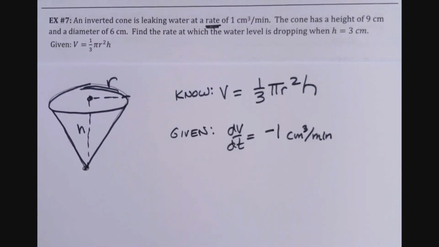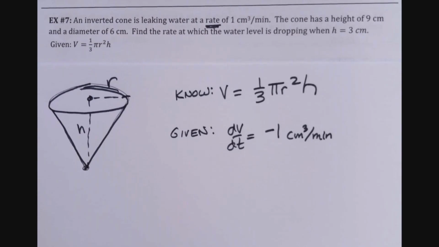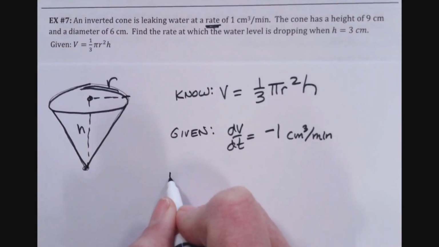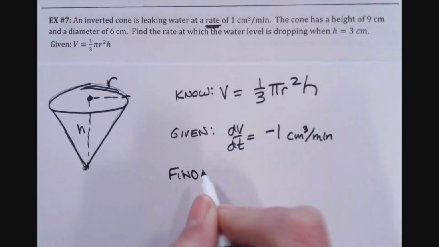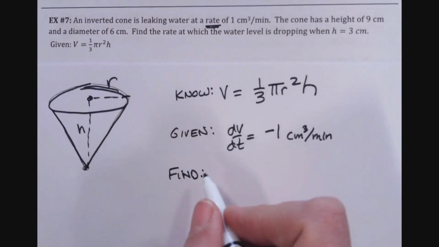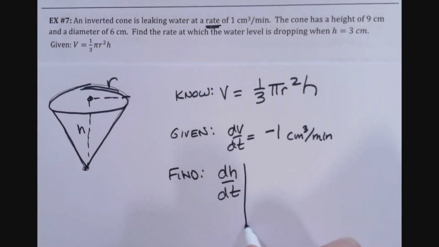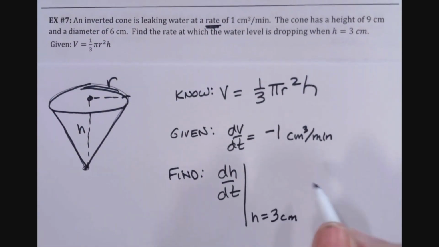The cone has a height of 9 centimeters and a diameter of 6 centimeters. Find the rate at which the water level is dropping when the height is 3 centimeters. I'm going to read through the rest of the problem. When the height is 3 centimeters, so I'm just going to go ahead to what we're trying to find. What are we trying to find? Find the rate at which, so we want to find the derivative, the water level is dropping. So what's changing? dH, the height. What is dH/dt when the height equals 3 centimeters?